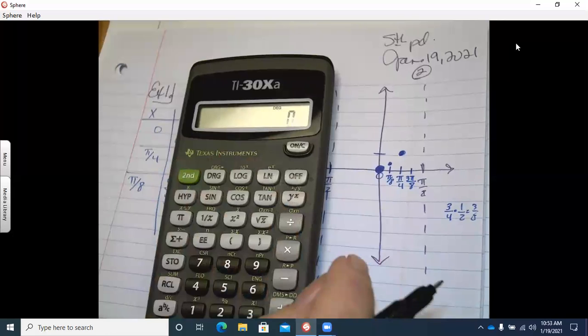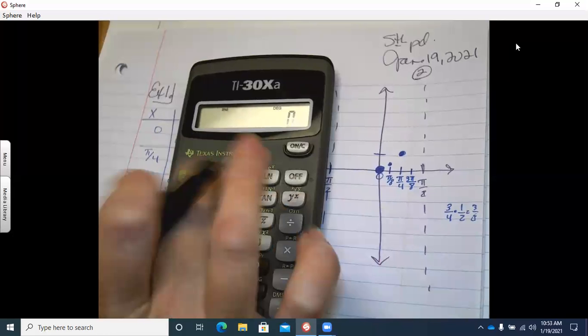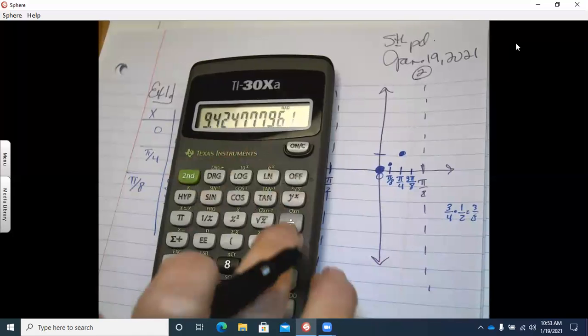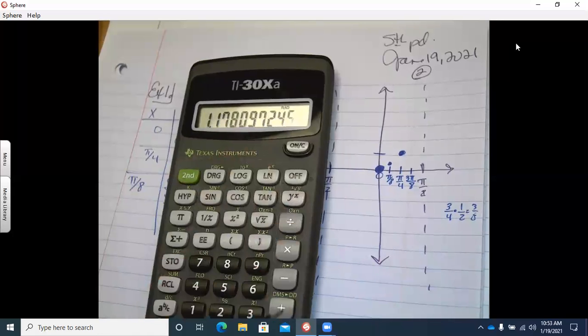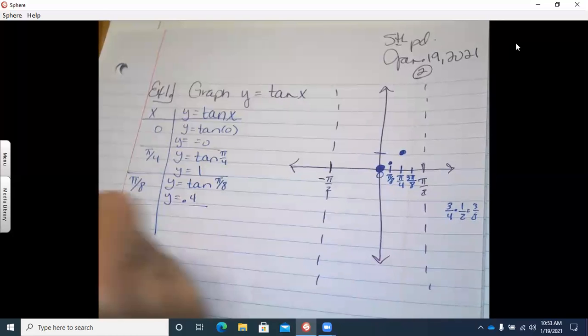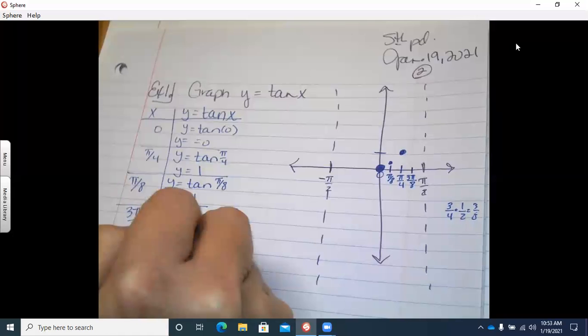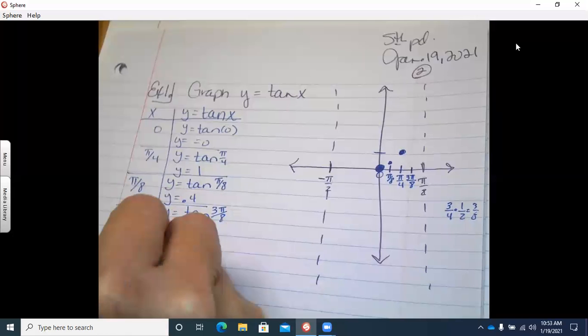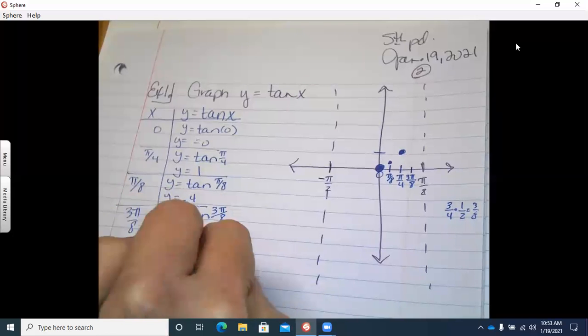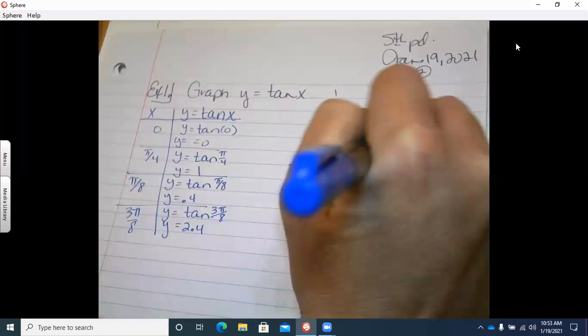That was in degrees. Let me try again. So 3 times pi equals, divided by 8 equals, and then we're going to take the tangent of that, 2.4. So y equals the tangent of 3/8 pi was approximately 2.4. So 2.4.